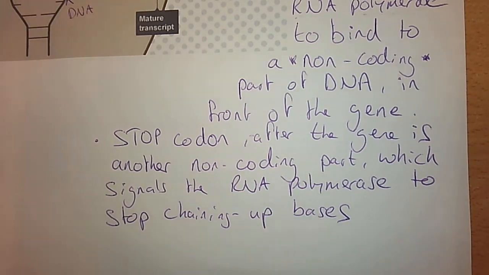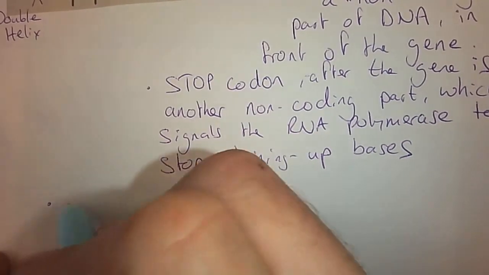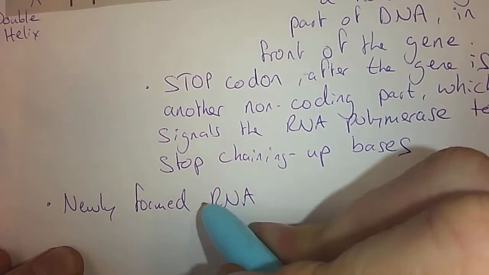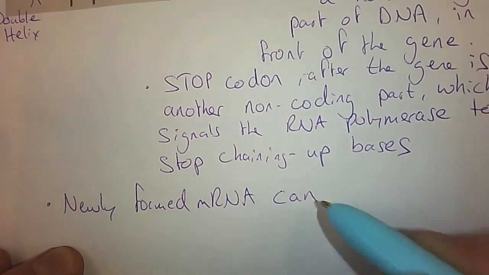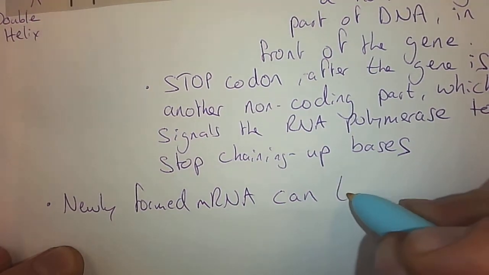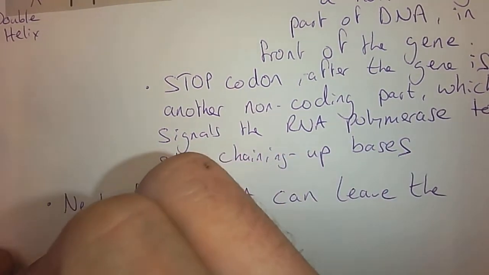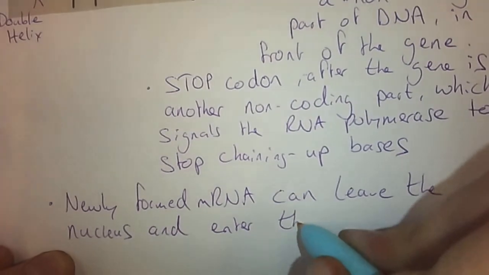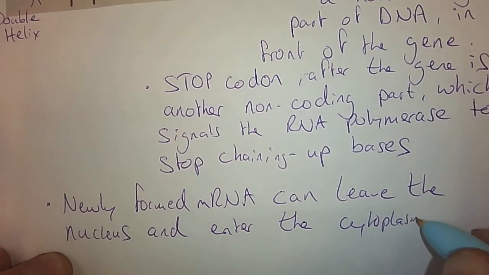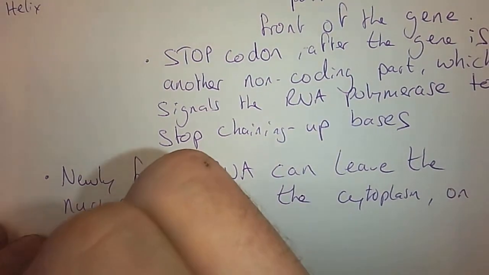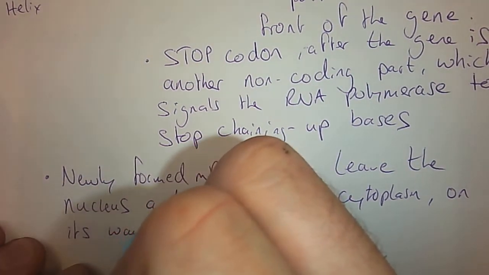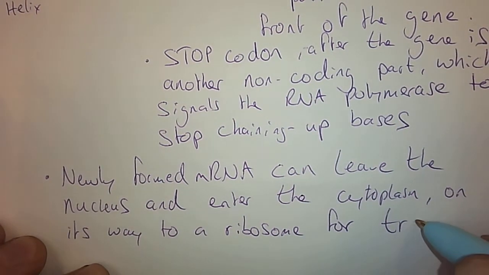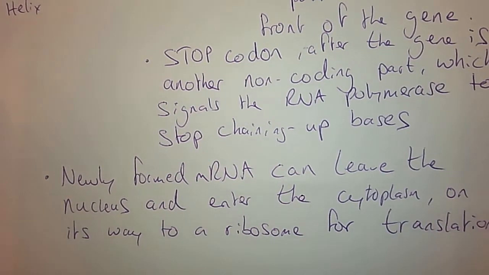Okay, so after that's happened, the newly formed mRNA, because we'll look at another type of RNA in translation, can leave the nucleus and enter the cytoplasm, on its way to a ribosome for translation, which is the next step.